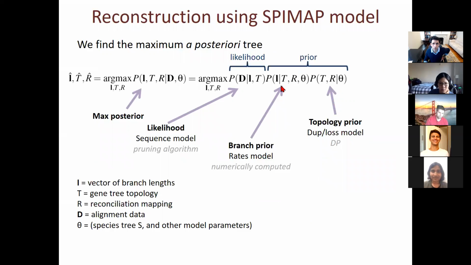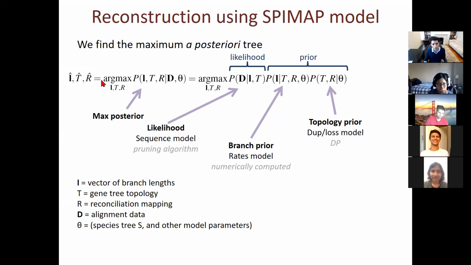Okay. So here's how the reconstruction actually works using this posterior probability model. We want to find the maximum a posteriori tree, which is basically a set of branch lengths, L, a tree topology, T, and a reconciliation of how that tree topology maps onto the species tree, which is the argmax searching over these three options, given the data and a species tree and other model parameters.